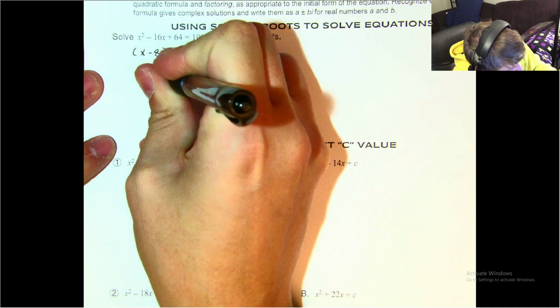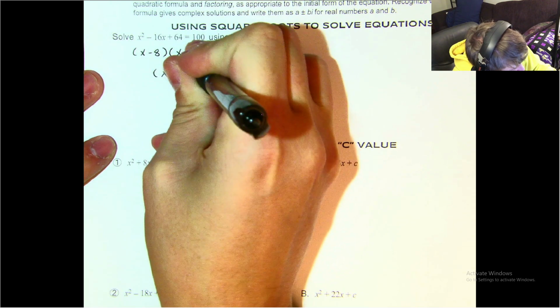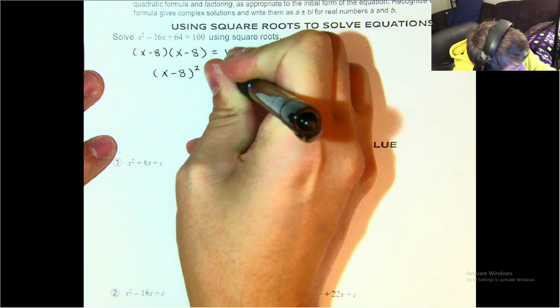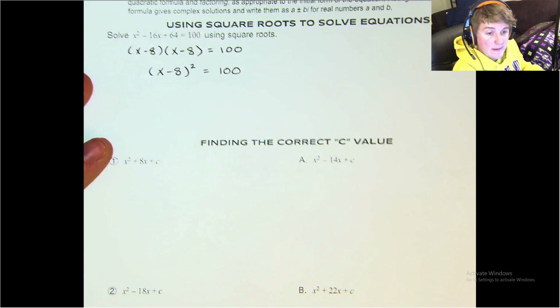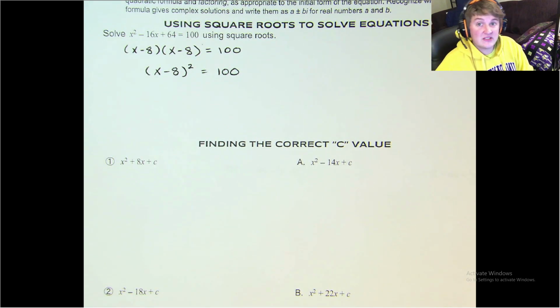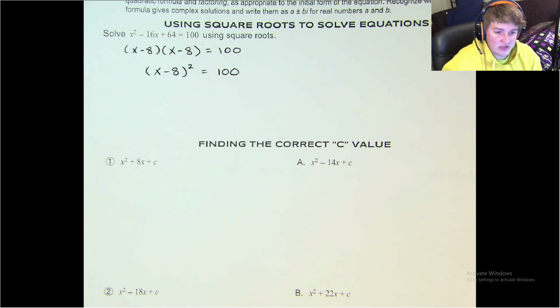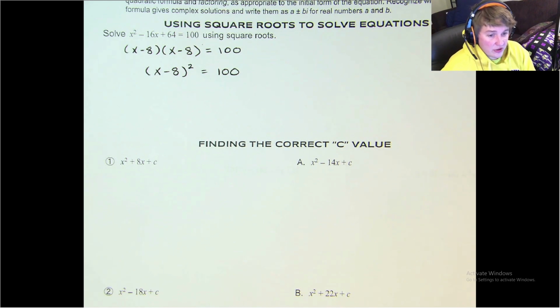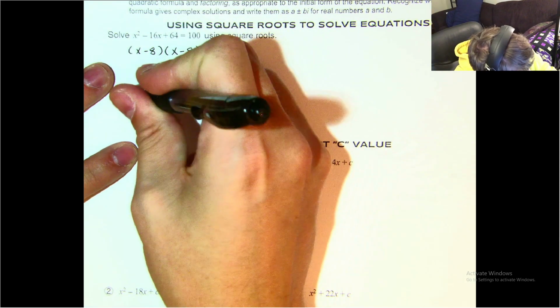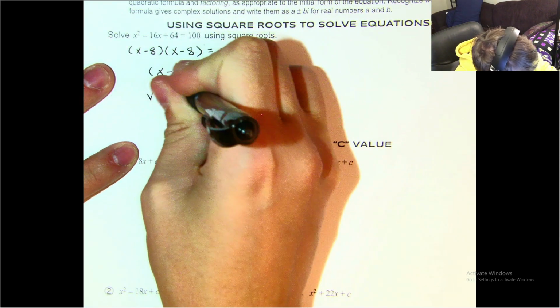Furthermore, x minus 8 times x minus 8 condenses down into x minus 8 squared. For the same reason, if I said x times x, most of you would be able to tell me that is x squared. So if x times x is x squared, then x minus 8 times x minus 8 is x minus 8 squared. This is really convenient because we've seen this in the past. What is going to undo squaring? The operation that undoes that is square rooting. So now I'm going to square root each side.